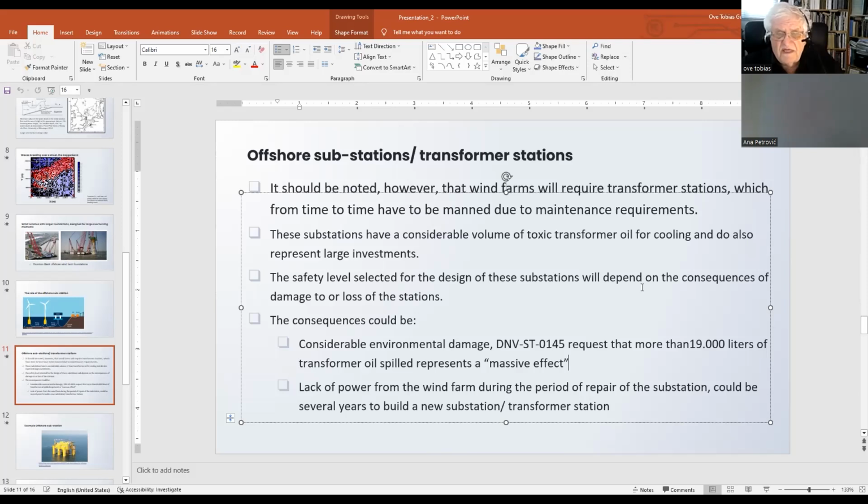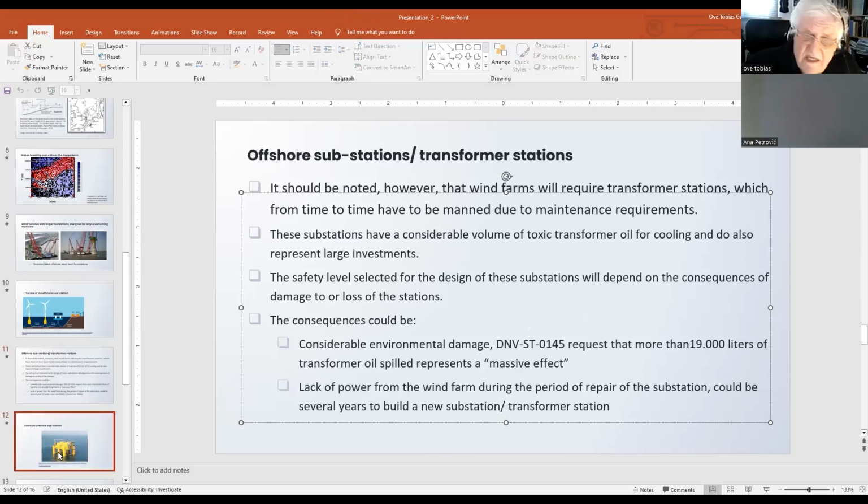The transformer station is also very expensive compared to each wind turbine. And in case a transformer station is out of use, the wind farm during the period of repair of the substation will not produce, and it could be several years to build a new substation. So we lose a lot of money. They don't produce anything, and we also have to come up with a new transformer station or a substation.